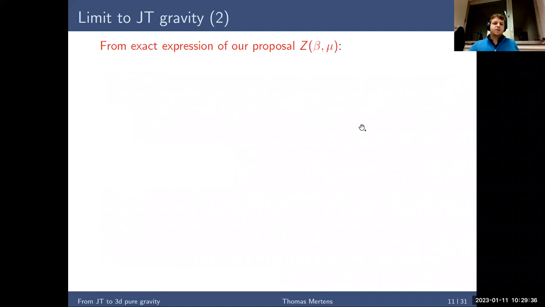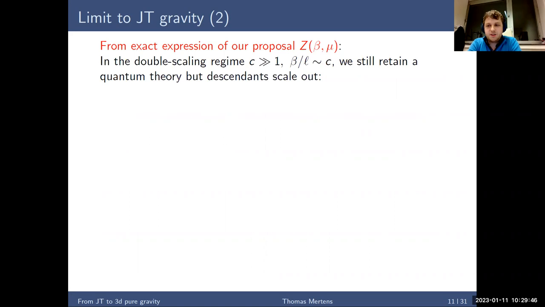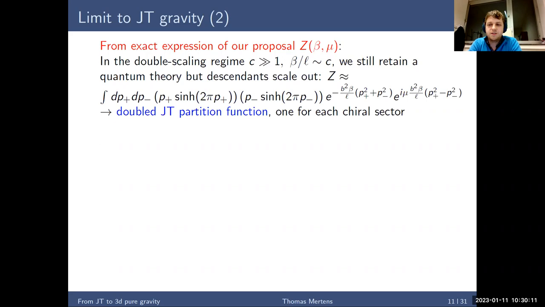Okay, so now let's go again to our exact expression of our 3D gravity partition function. So this grand canonical partition function. And let's observe that if we study this thing in a double scaling regime where C is very large, so we're taking a classical limit for the central charge, but at the same time, we're focusing on very low temperatures, so very high betas. Beta is scaling with C, and which is becoming very large. We still retain a quantum theory, but descendants in this model then scale out. And in particular, our partition function, this grand canonical partition function, it just looks like that.